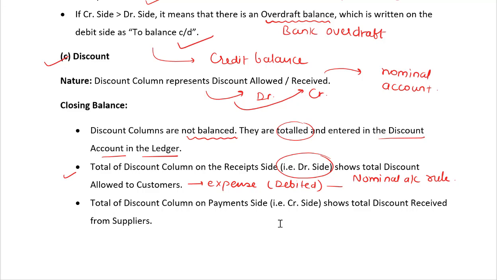My dear students, the total of the discount column on the payment side, that is the credit side, shows what? Total discount received from suppliers. This will be treated as an income and credited. Nominal account rule.